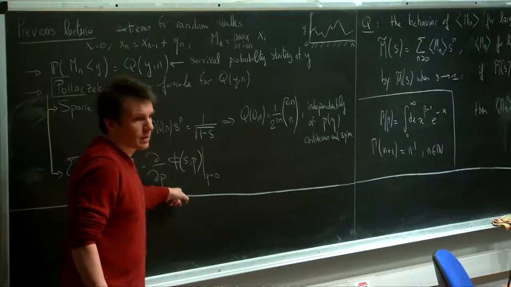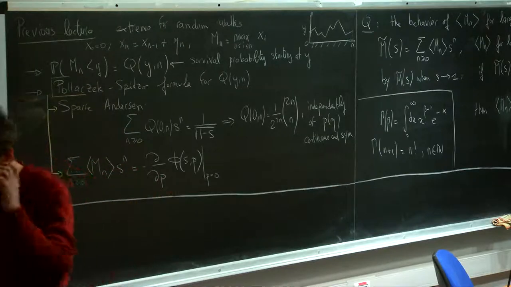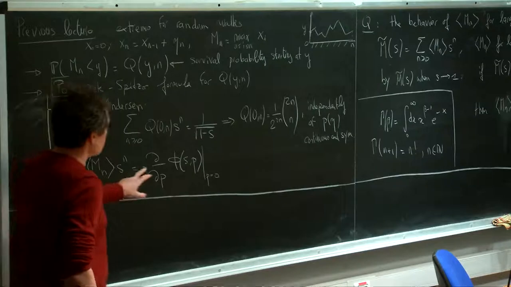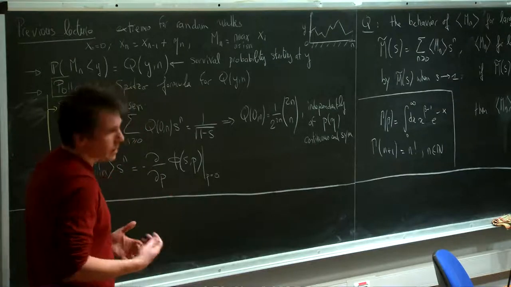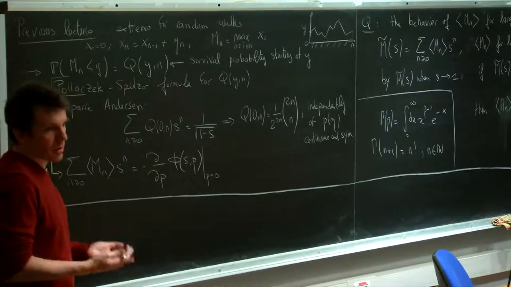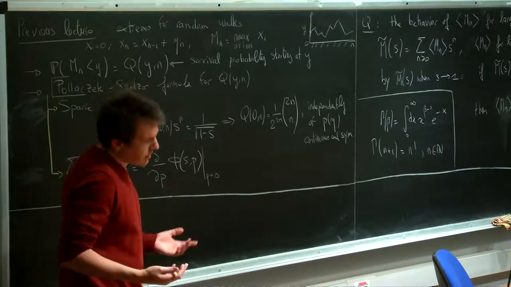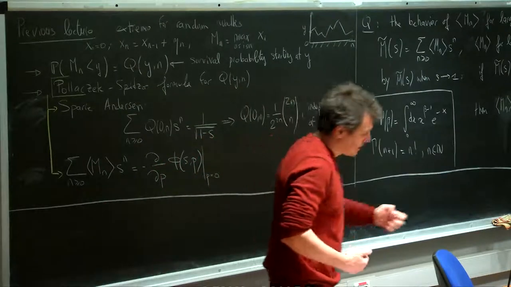the behavior of Mn, then I need to analyze this right-hand side here in the limit when s goes to 1. I have not written it here, but if you remember, the formula for this phi was a little bit complicated. So this requires a little bit of analysis to really extract the behavior of this quantity when s goes to 1.